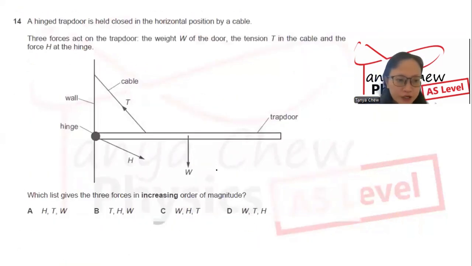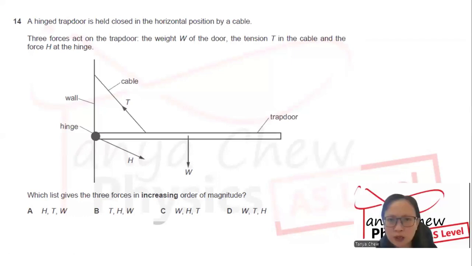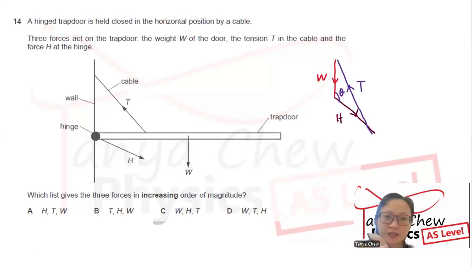Now the next one. A hinged trapdoor is held closed in a horizontal position by a cable. Three forces act on the trapdoor: the weight W of the door, the tension T in the cable, and the force H at the hinge. Which list gives the three forces in increasing order of magnitude? When I see the diagram like this, it makes me confused, so just to make sure that things go smoothly, I redraw. Since there are only three forces, I could form a closed triangle with the directions labeled there.